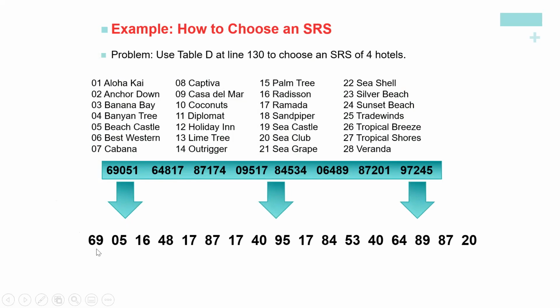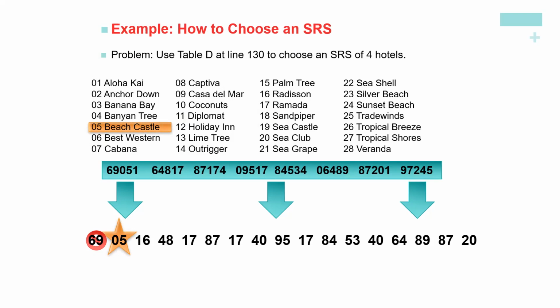Then what I'm going to do is start on the left and say, well, my first number, 69, do I have a hotel labeled 69? No, I do not. So I'm just going to cross that one off and go to the next number. What about 05? Do I have a hotel labeled 5? Yes, I do. That is my first random sample. Hotel 5 is called Beach Castle. So I've got my 1 out of 4.